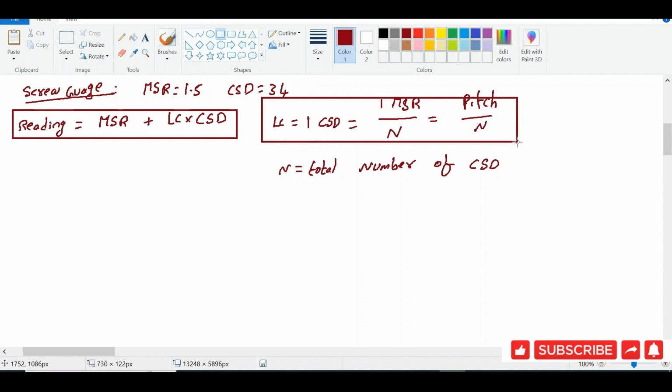Pitch divided by n. So this is the most important formula for least count. Once you get the least count, you can just substitute here, you'll get the answer. This is without zero error.